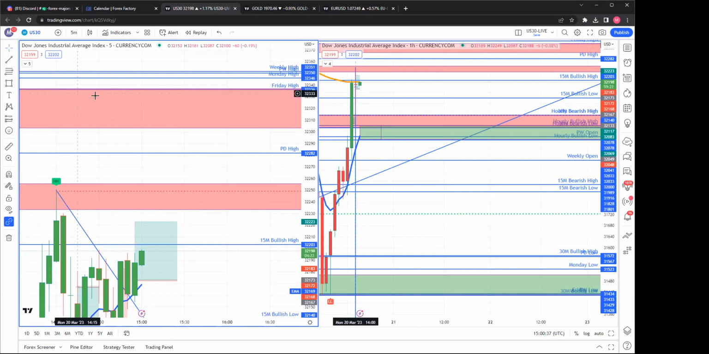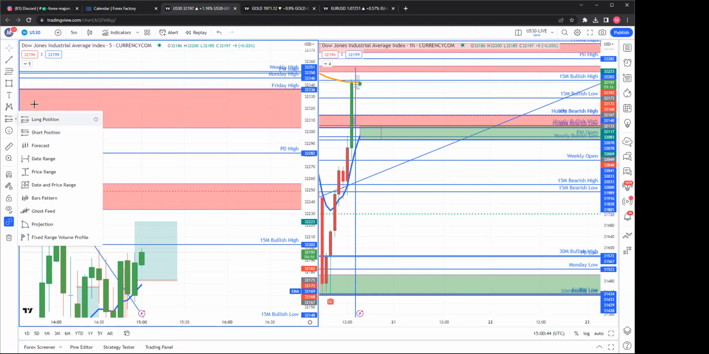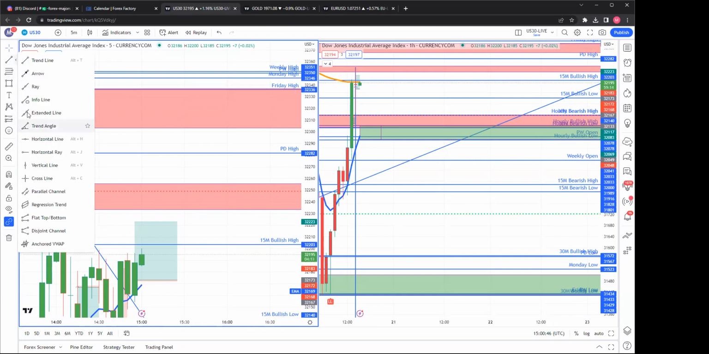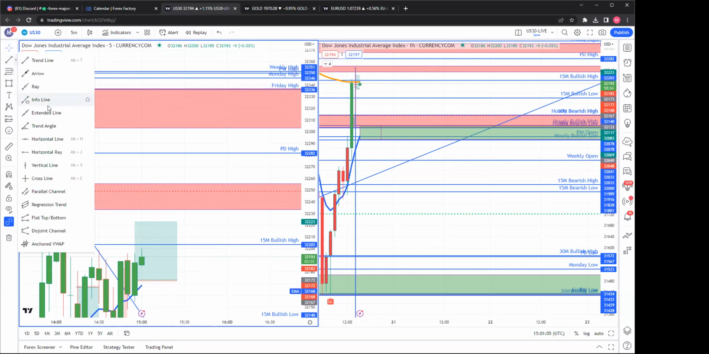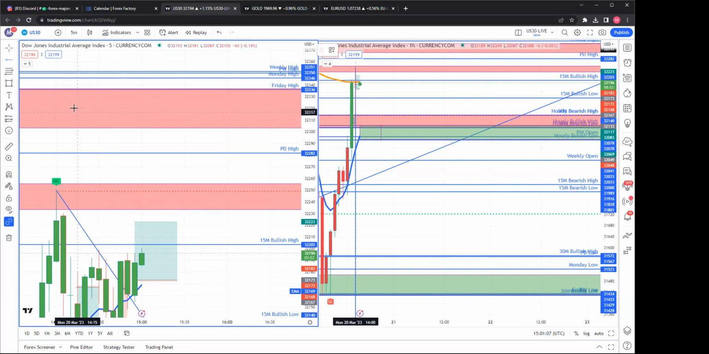So here we have a supply zone up here. So we'll divide this zone into 3 and I'll send this in the Discord as pending orders. So we need to find the middle of this zone. So 32,300 to 32,340. So the middle of this zone will be 32,320.